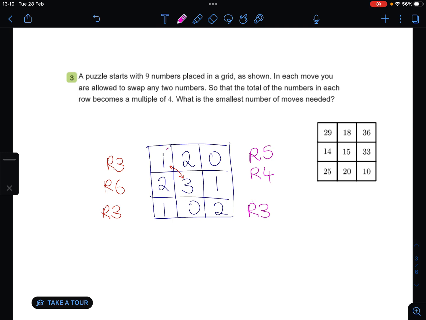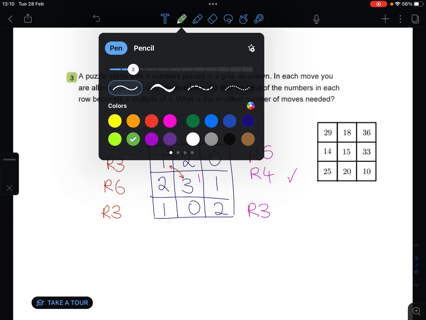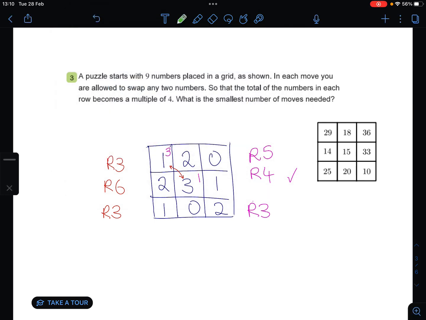Let me leave a little note here to see that's a 3 and that's a 1 now. So I need to still change row 1 and row 3. Row 2 is fine. So 3, 2, 0, I need to try and reduce that by 1, and 1, 0, 2, I need to increase that by 1. So therefore we could perhaps swap a 2 for a 1. So using my green pen, I'm swapping the number in the middle, 18, that has a remainder of 2, with a number that has a remainder of 1.